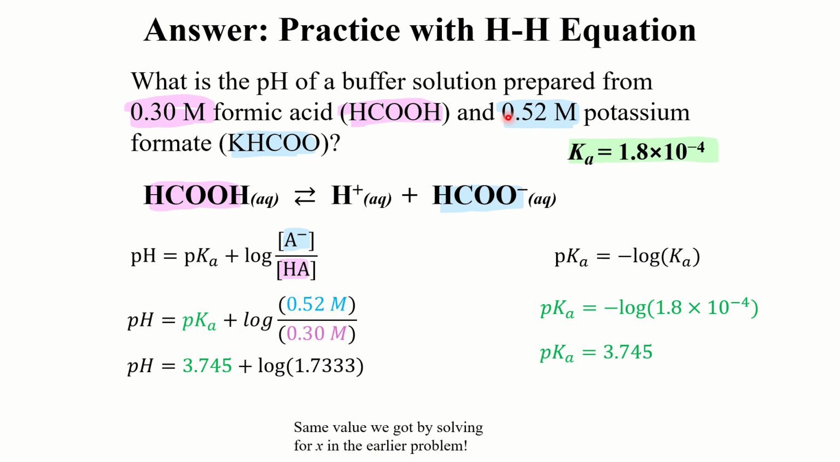So log of 0.52 divided by 0.30, and you solve and you get the pH being equal to 3.984. And note that this is the same value we got by solving for x in the earlier problem a couple slides ago using an ICE table. So the Henderson-Hasselbalch equation works extremely well for calculating the pH of a buffer, since we're dealing with a weak acid and a weak base. So anytime you are asked to calculate the pH of a buffer, you should default to using the Henderson-Hasselbalch equation. It will save you a lot of time.